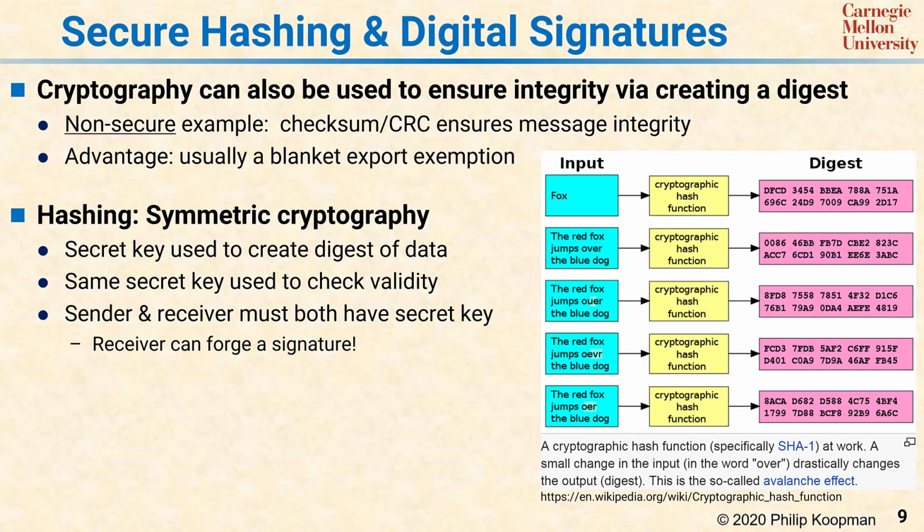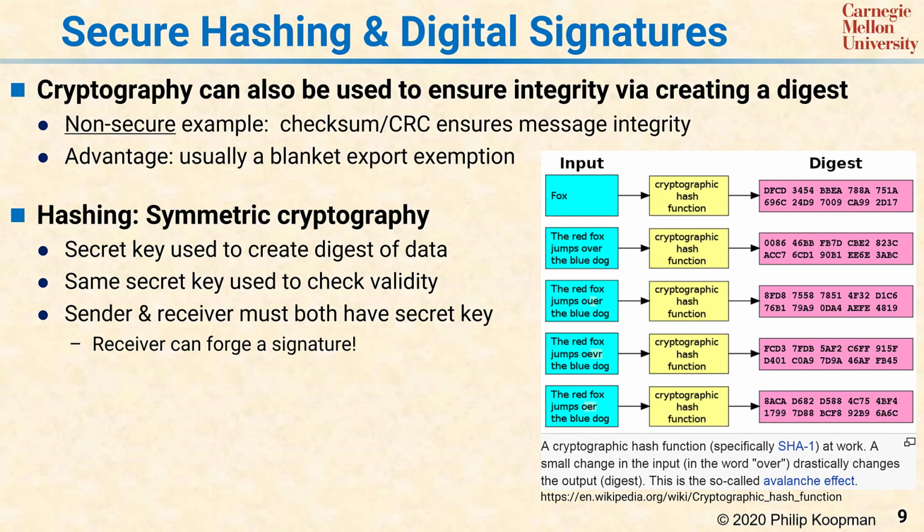So if you know about checksums and CRCs, this is exactly the same idea. The only difference is that instead of using a checksum or CRC, we're using a symmetric, cryptographically secure function to generate our hash. Both the sender and receiver must have the same secret key, and that means the receiver can also forge a signature because they have the key.